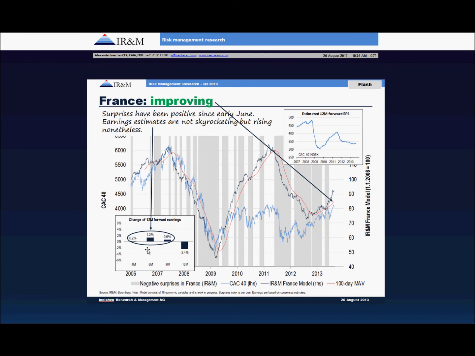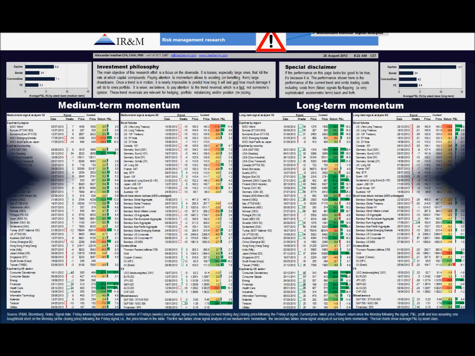This is again a table of 12-month forward earnings. They're positive. They're actually negative in Germany, which is not shown here. This is a graph of these aggregate consensus earnings, and you can see they're quite low. Germany is obviously at a high. This is the fourth page of the momentum monitor.